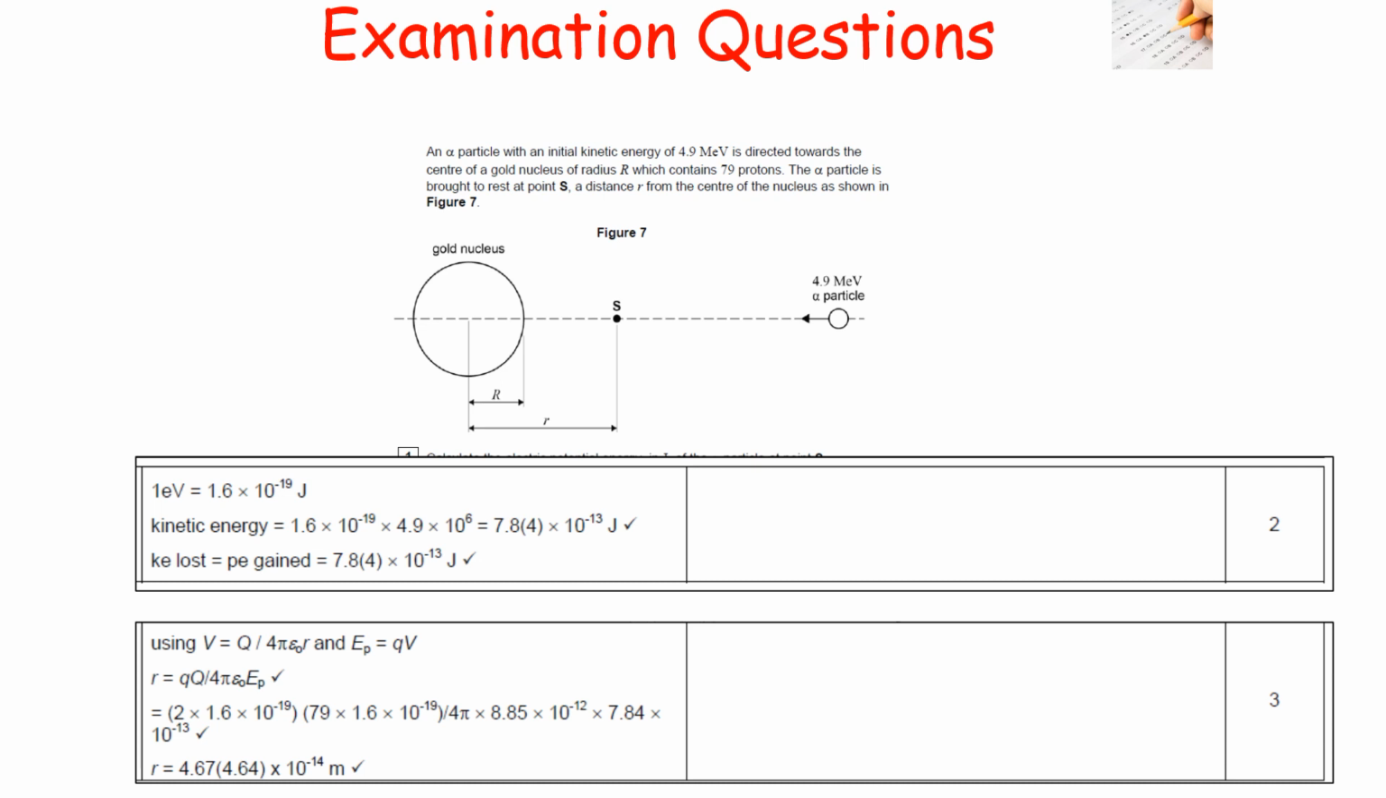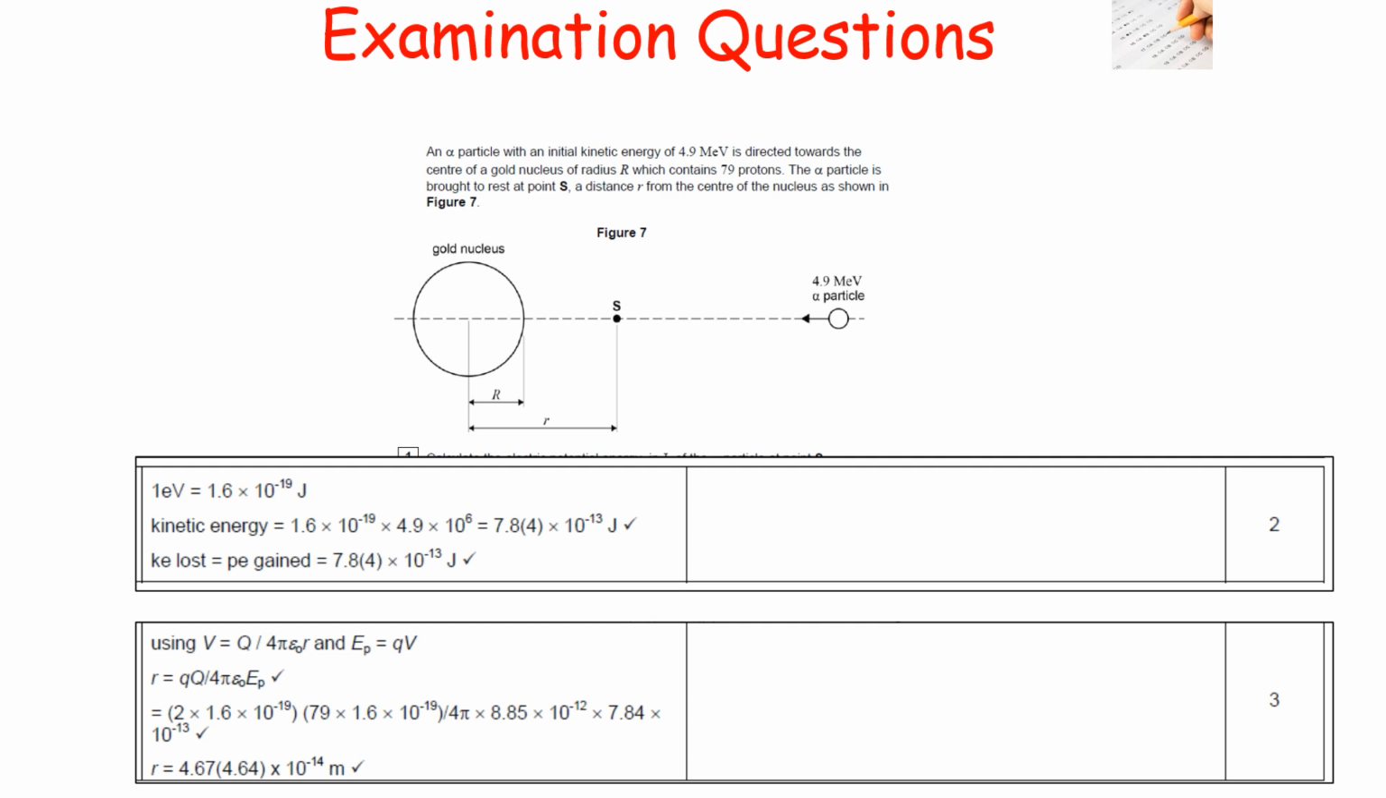Now, in the previous question we worked out the electrical potential energy in joules, so we can pop that into the equation. The charge of the alpha particle is going to be 2 times 1.6 times 10 to the minus 19, because there are 2 protons in the alpha particle, and for the gold nucleus it tells you there are 79 protons, so it's 79 times 1.6 times 10 to the minus 19, because each proton has a charge of 1.6 times 10 to the minus 19. Pop the values in and you get your answer to be 4.67 times 10 to the minus 14 meters.